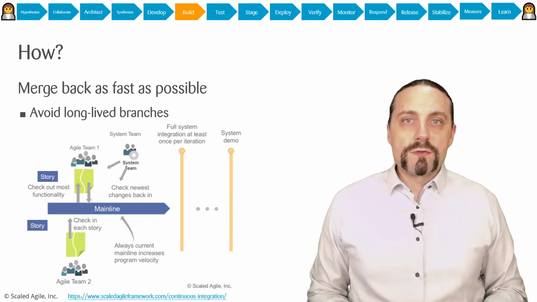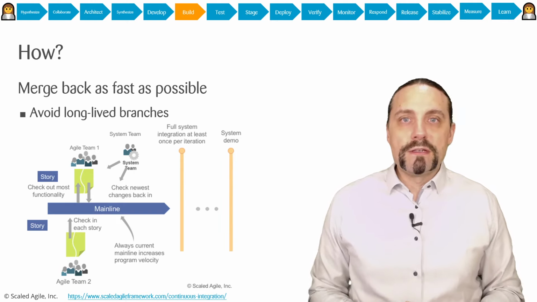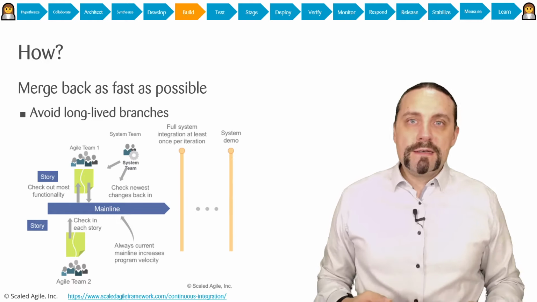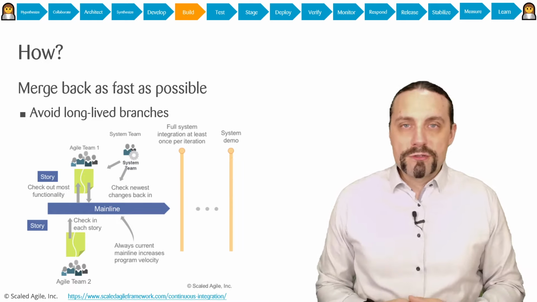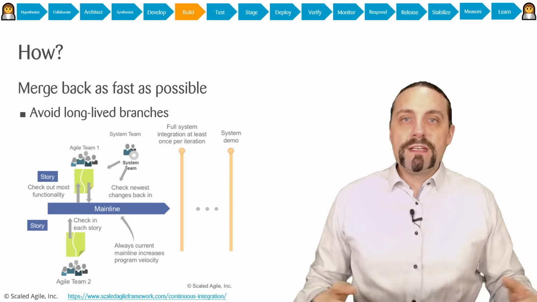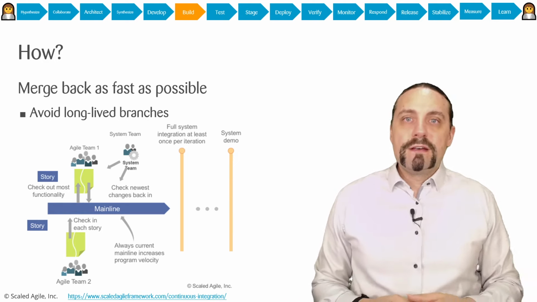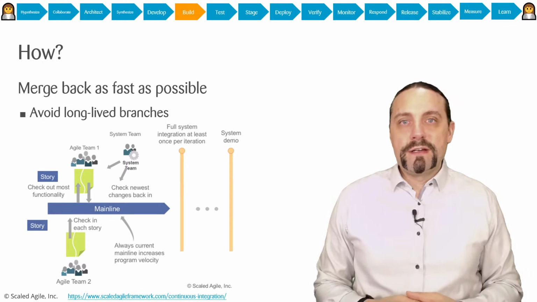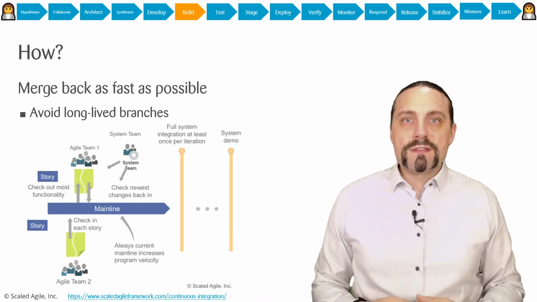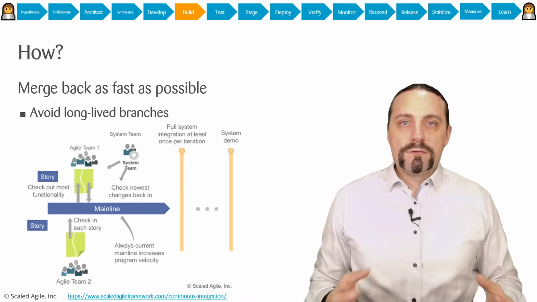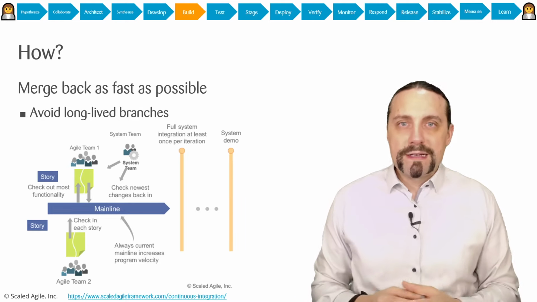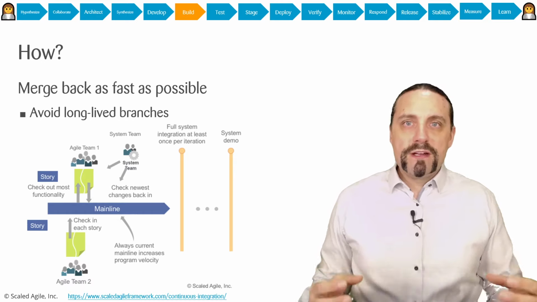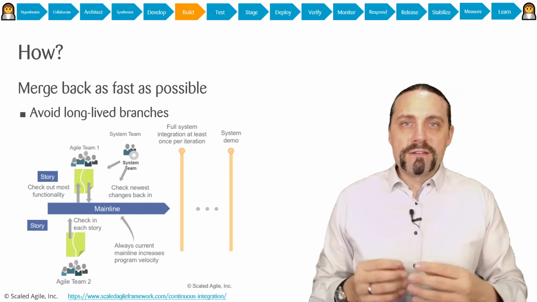One of the common sources of problems is long-lived branches. What we usually can see is that teams are working on long-lived branches and then try to reintegrate after a sprint on the last day. This is, in most cases, not very successful and causes a lot of problems. What we need to do is merge back as fast as possible so that we have one branch where the current version of the software is in.